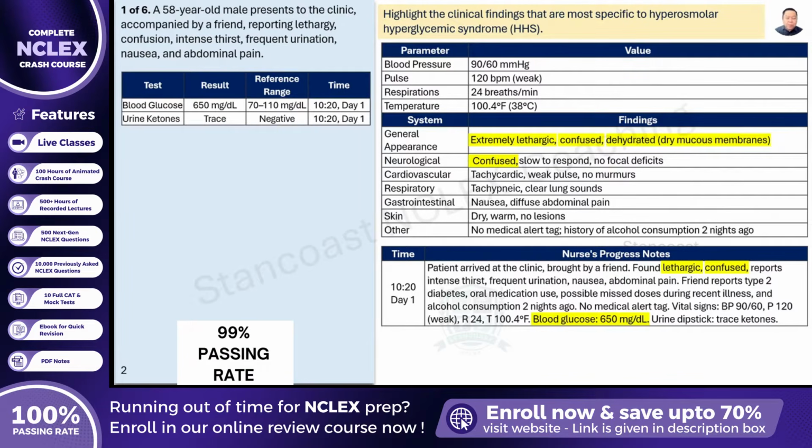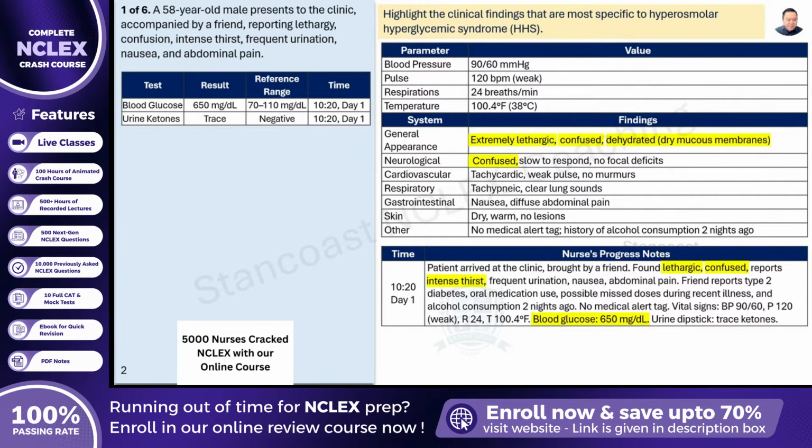Now, we have the next manifestation, intense thirst. All right, polydipsia. Here, the body is trying to compensate for all the fluid loss by making the patient feel very thirsty. And this is the body's way of trying to rehydrate.